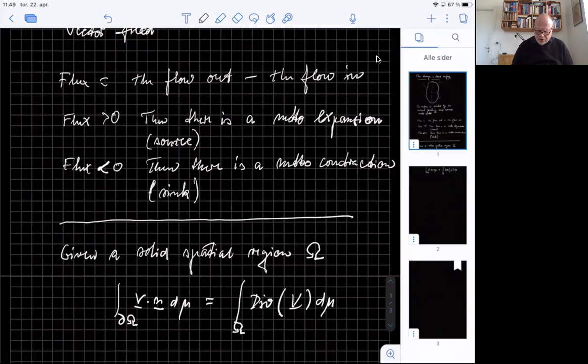So the left-hand side is a two-dimensional integral, and the right-hand side is a three-dimensional integral. And as such, it could be more complicated to evaluate. But if the divergence is a simple function, then it might be easier to evaluate the right-hand side rather than the left-hand side.